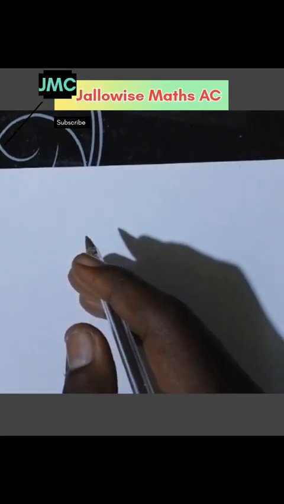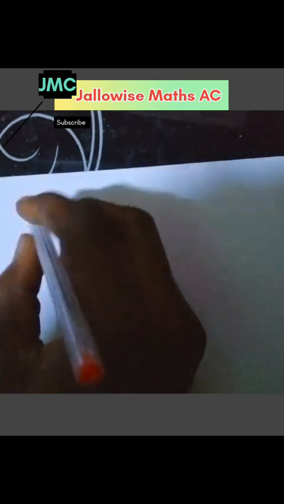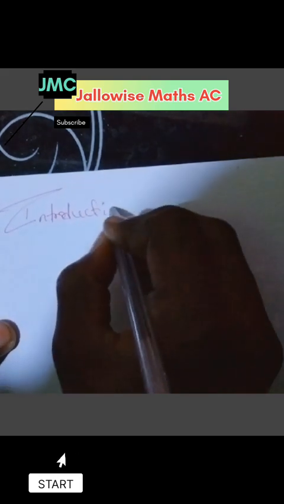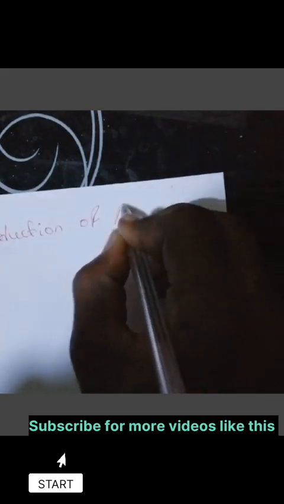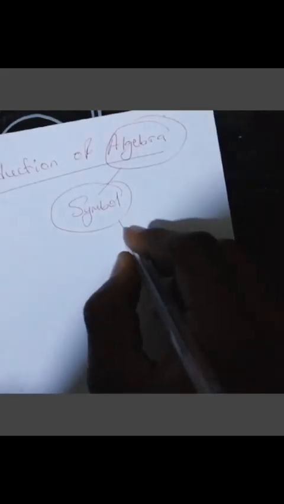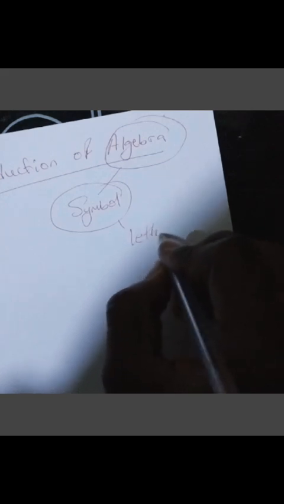Okay, today we are going to start our class on the introduction of algebra. Introduction of algebra. Now, at first, let's try to know what algebra is. It's a set of rules, or a part of mathematics that deals with symbols. And in algebra, the symbols mainly represent letters, which can also be called variables.